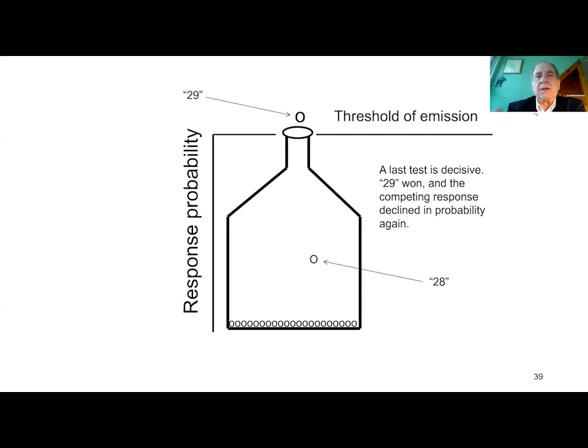And the reason it's shaped like a flask here with a small bottleneck at the top is that you can't say 28 and 29 at the same time. You have to say 28 or 29. Each response is in competition with other responses. That's why I've made the bottleneck small like that, so that one verbal response can go through at a time. Now, this is just a metaphor. It's not an actual description of what the nervous system is like, but it captures this concept of response probability.